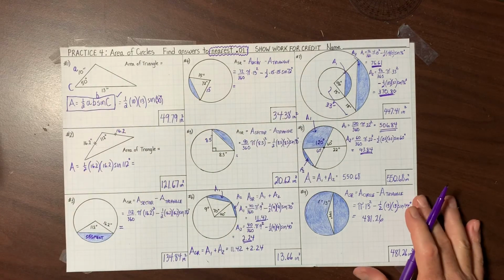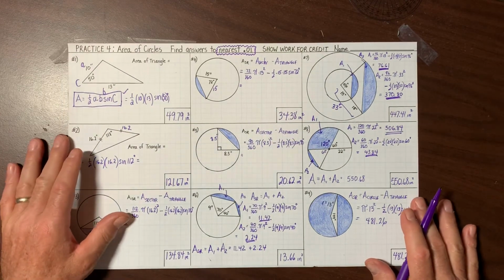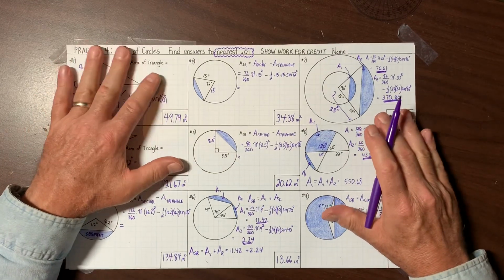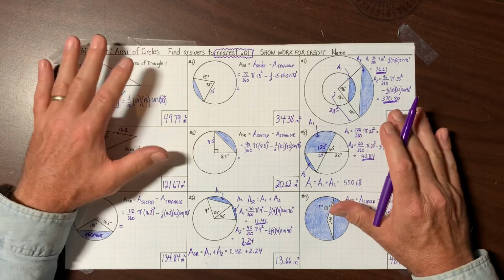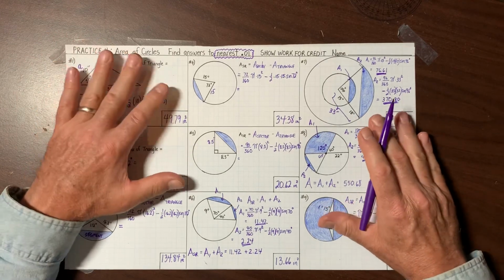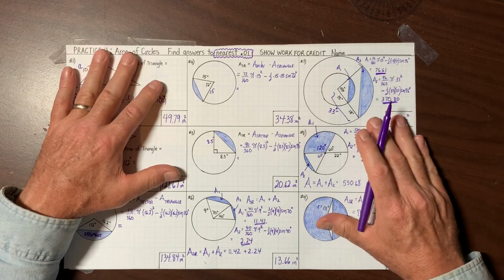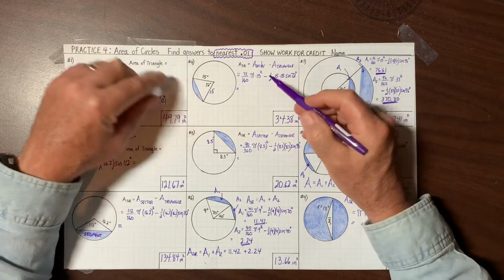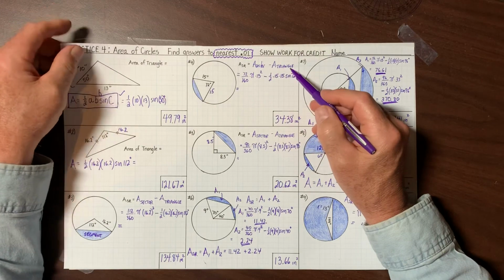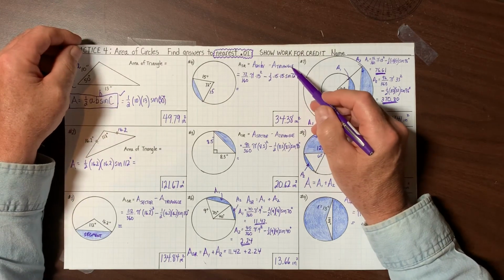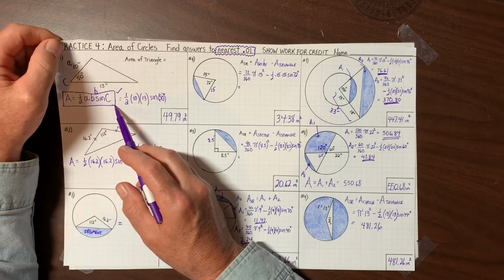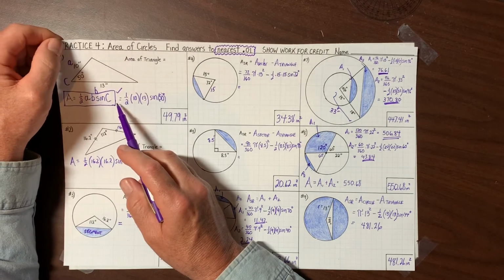So there you have it, folks. These problems are different than problems you've done before. You need to understand the concept. You need to understand that to find the area of a segment, you have to find the area of a sector and subtract the area of a triangle. To find the area of the triangle, use your trigonometry formula that I explained to you in the instructional video.